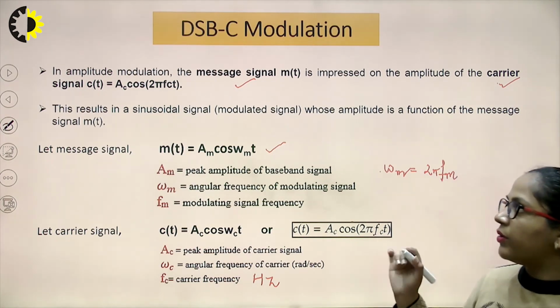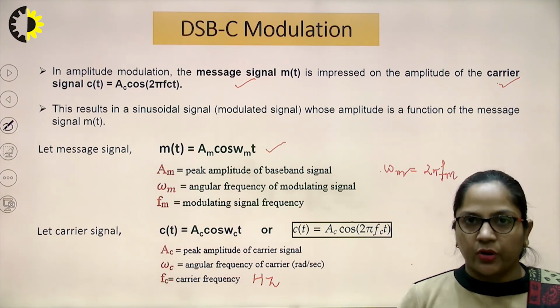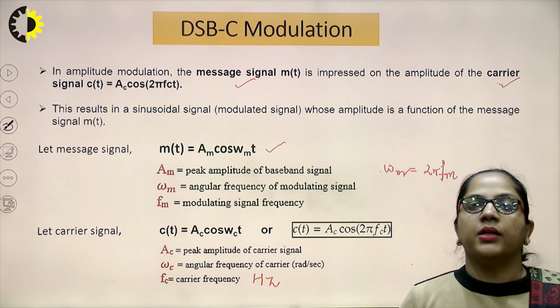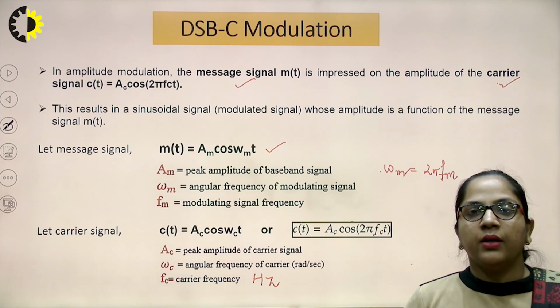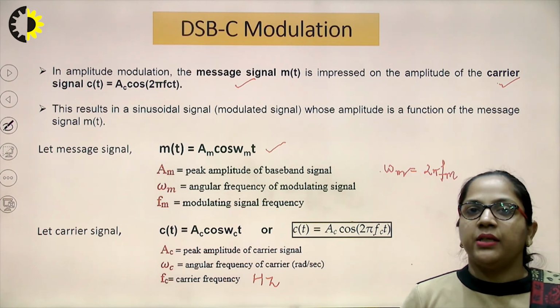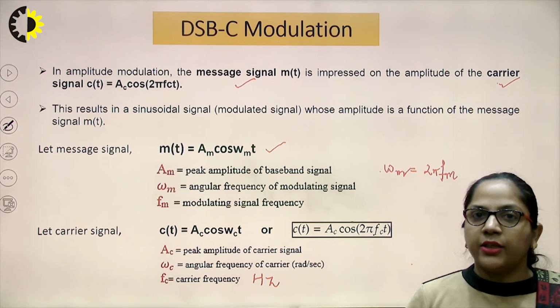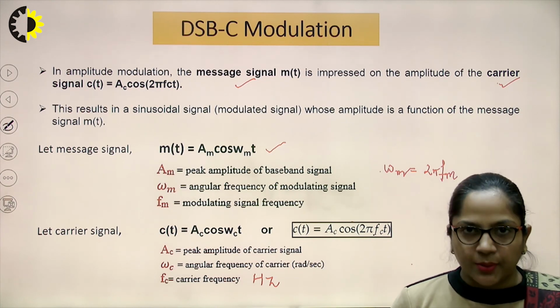This is all about this lecture, where we have discussed the need of modulation, why we require to perform modulation, what the various types of modulation are, and then we have seen the various types of the very first basic category of modulation, that is amplitude modulation.